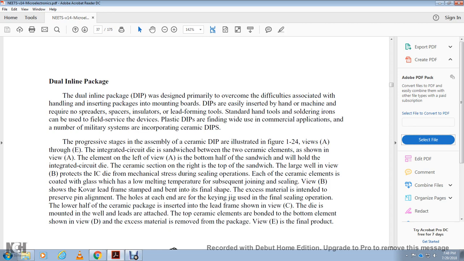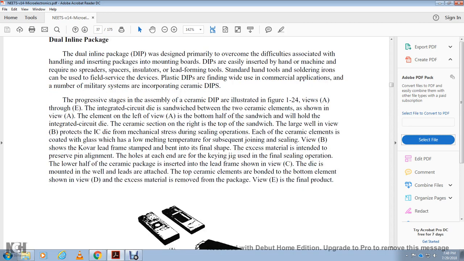Sealing. View B shows the Kovar lead frame stamped and bent into the final shape, with excess material intended to preserve the pin alignment of the holes at each end of the key jigging. In the final sealing operation, the lower half of the ceramic package is inserted with the lead frame, shown in view C, with the die at the bottom. These are attached to the top ceramic element, the bottom of the element shown in view D. The excess material is removed, and the package in view E is the final product.